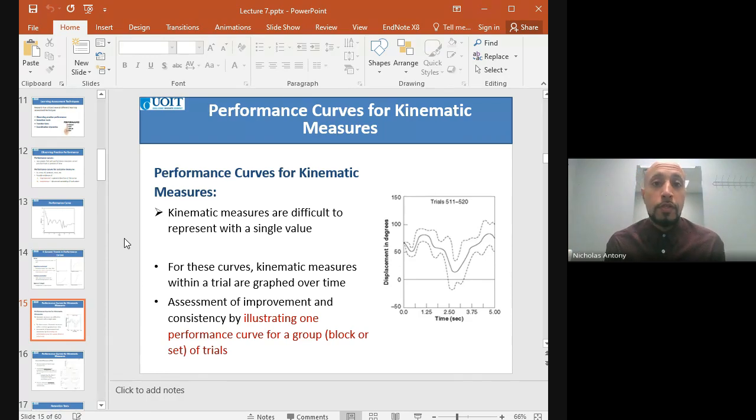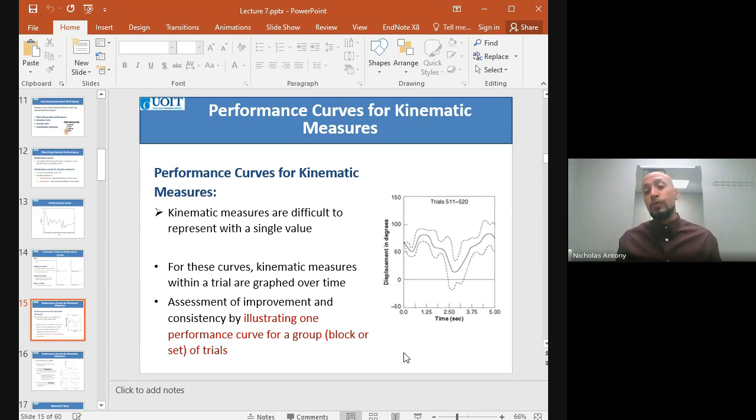So performance outcome measures. Using production measures is a lot more difficult, because if we're using, for example, a kinematic measure, like joint angle over time, you can't represent performance with one number, right? So let's say this is displacement of a joint over time. This would be one trial. Right, the trial lasting 5 seconds.